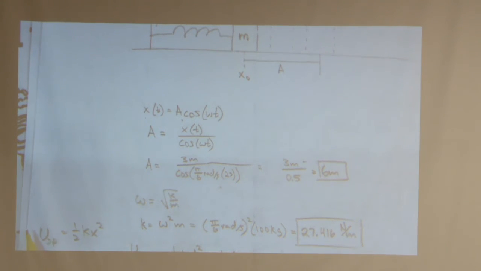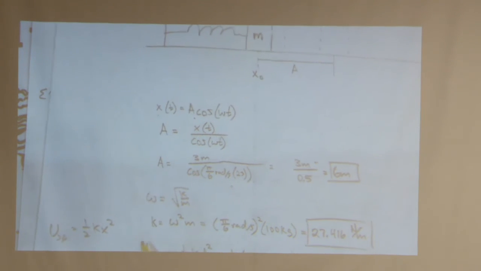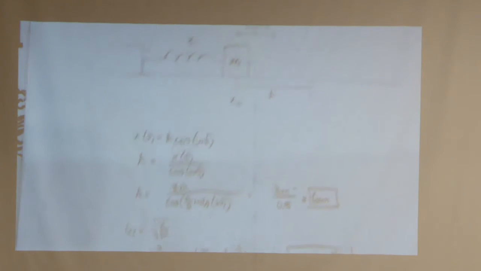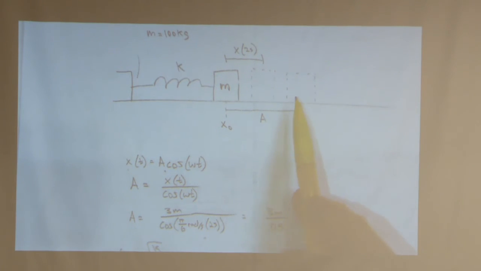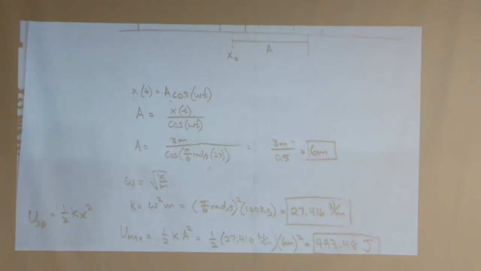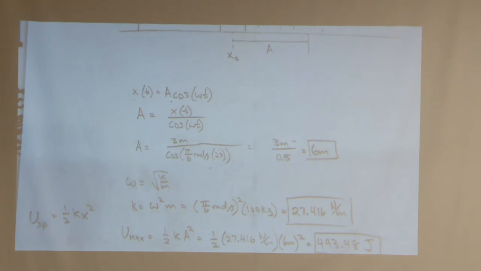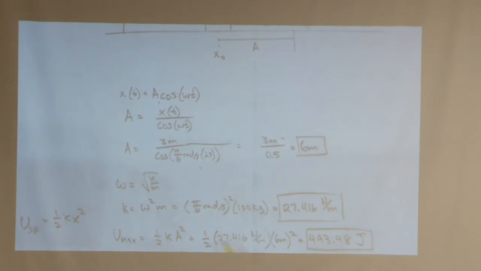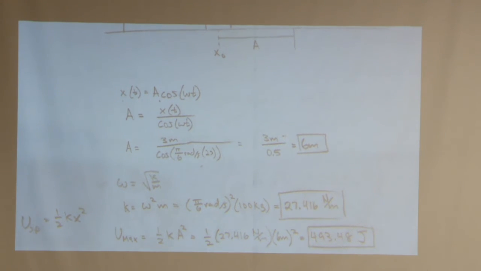And if we want the max potential energy, we need to maximize all the components of this formula. We can't maximize 1/2 because that's just a number. We can't maximize k because that's a constant. But we can maximize x because it's changing position all the time, right? So we need to put the max displacement from equilibrium. So that's just going to come out to 1/2 ka squared because A is the maximum displacement from equilibrium. We plug in all the values because we found k, we found A, and we get 493.48 joules for the potential energy. All right.